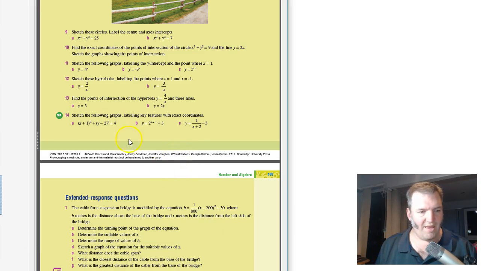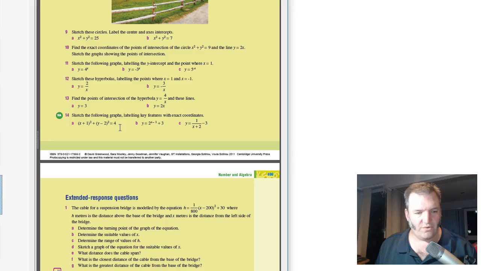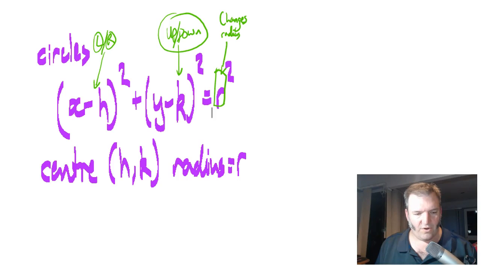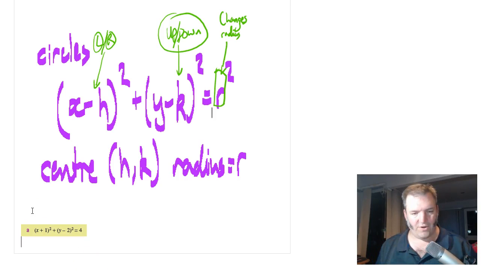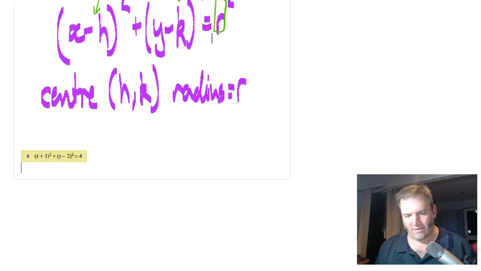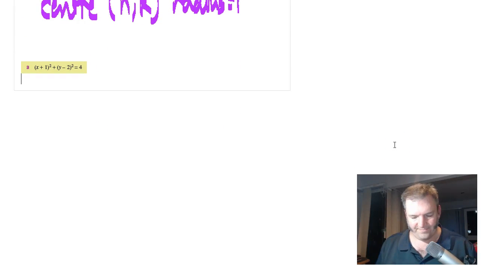Let's do one of these complicated ones. Let's sketch from 14 here: x plus 1 all squared plus y minus 2 all squared equals 4. Let's go ahead and see how that works. Give ourselves a bit of room. Not quite that much. That looks good.